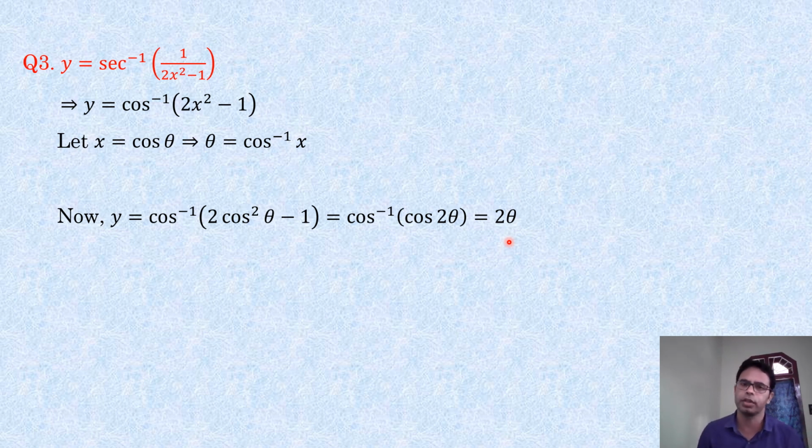In inverse trigonometric functions, here no conditions are given on x. No condition has been given on x, that is why I am going to use the principal branch, and in the principal branch this can always be removed directly.